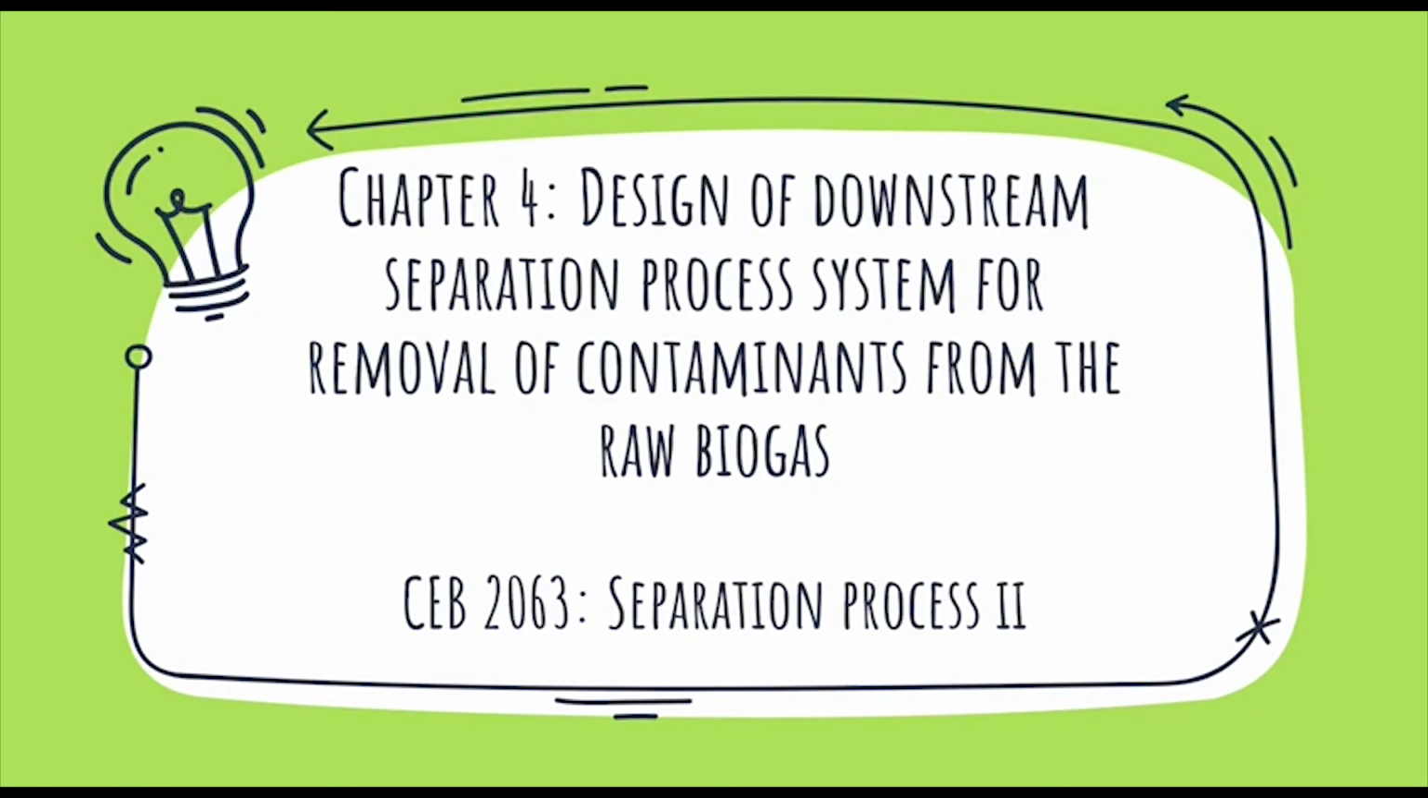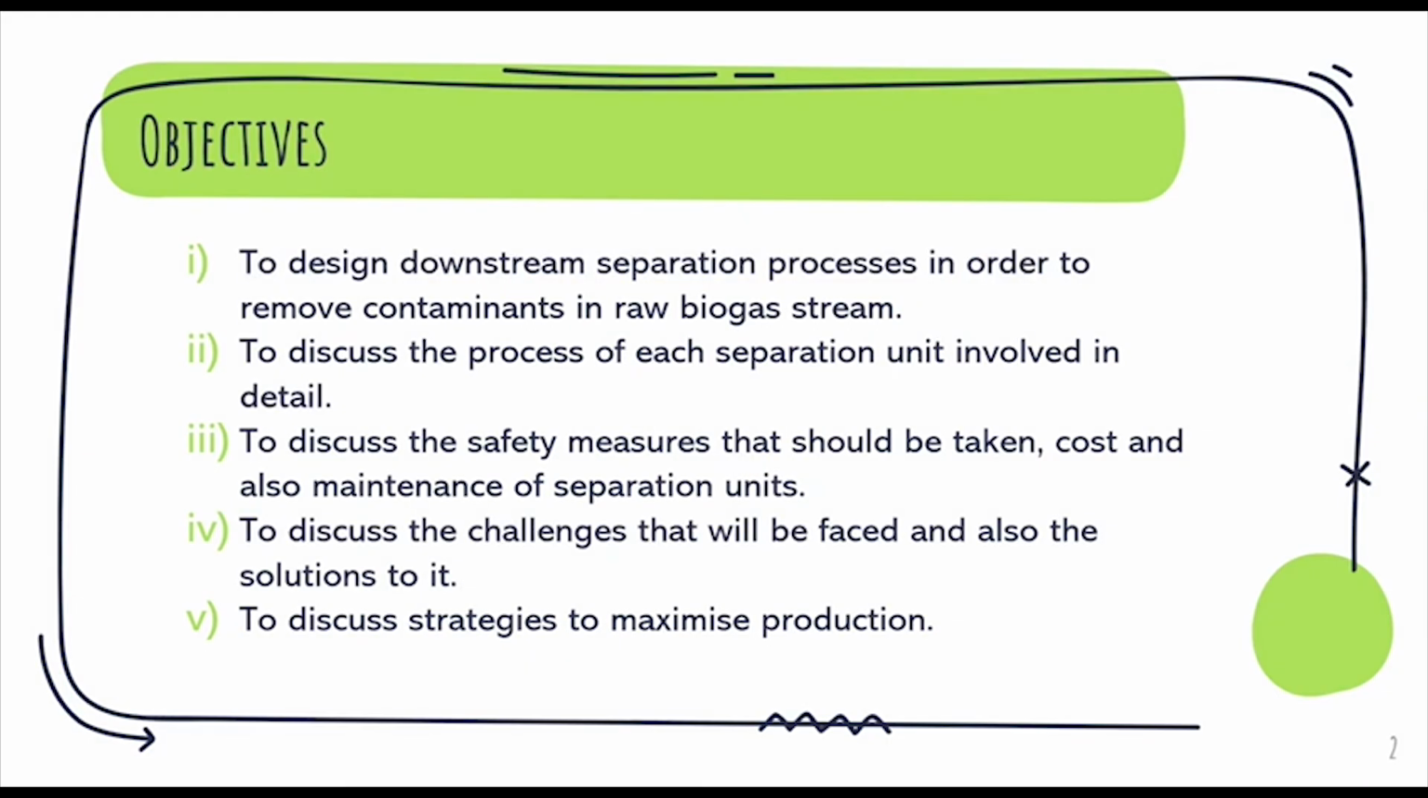Hello, I am Darren Arvin and I will be explaining Chapter 4, which is the design of the downstream separation process system for the removal of contaminants from the raw biogas, which is highly related to our course Separation Process 2. The objectives of Chapter 4 are listed on the slide.